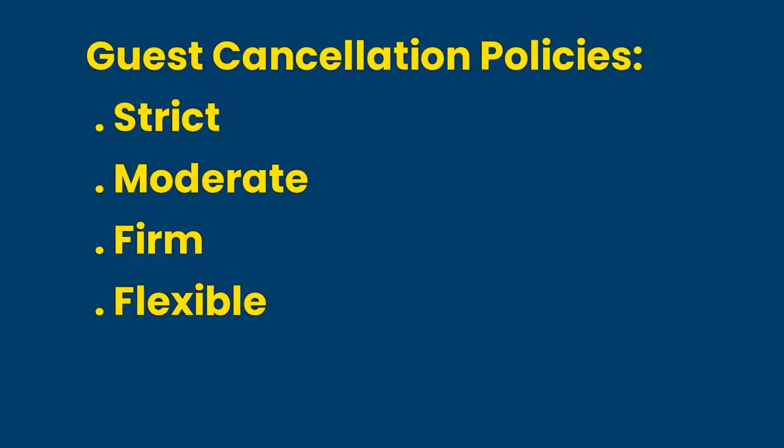Airbnb and VRBO both offer a variety of cancellation policies regarding guest cancellations of a booking. These can be categorized as strict, moderate, firm, and flexible. Below is a brief explanation of these cancellation policies for all bookings fewer than 28 consecutive days. Rules are different if longer than 28 days.